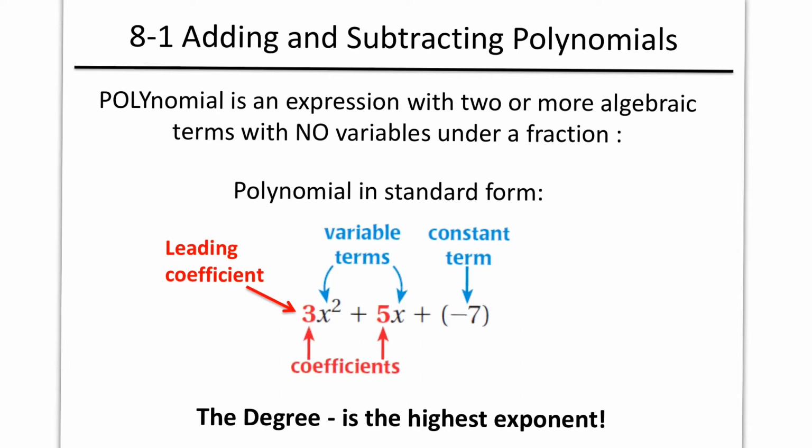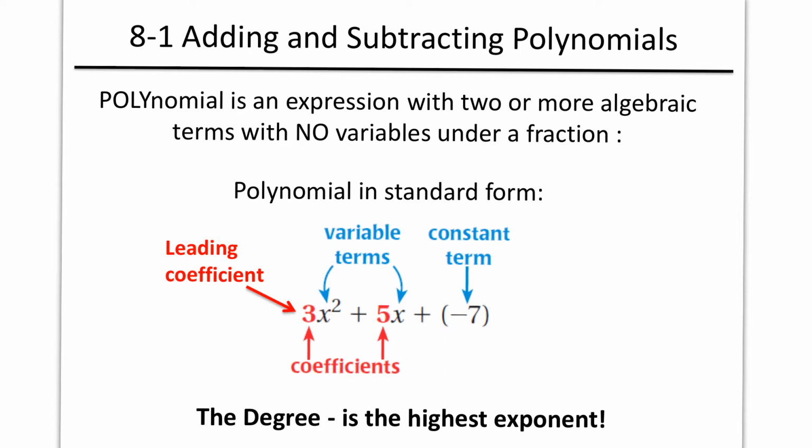So those two here are called variable terms. You have the x squared term, because we have an x with the squared. This one is the 5x, or the x term, because we just have an x. Now this one doesn't have an x, doesn't have a variable, so this is called a constant. That's one of the vocabulary words you need to remember: constant.